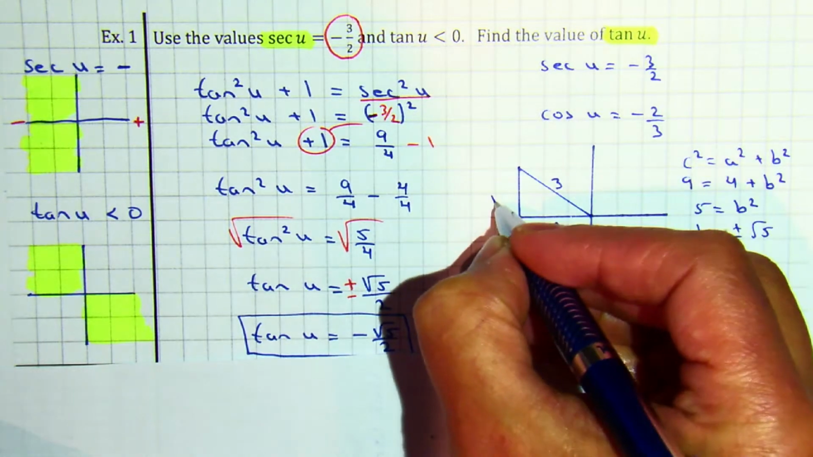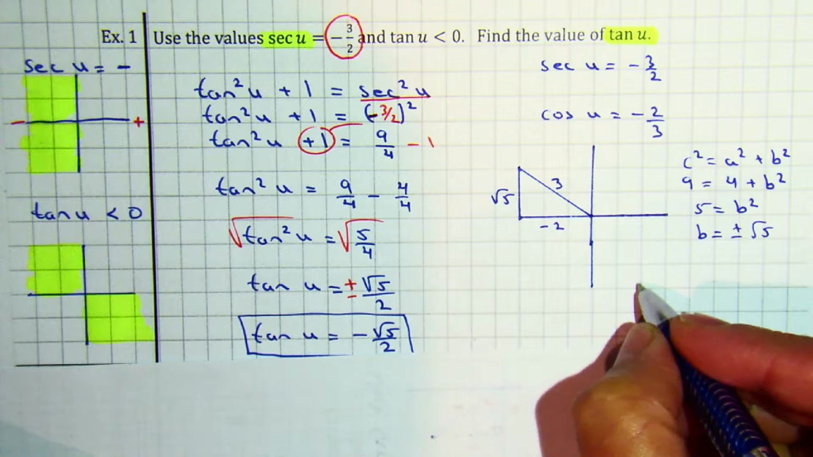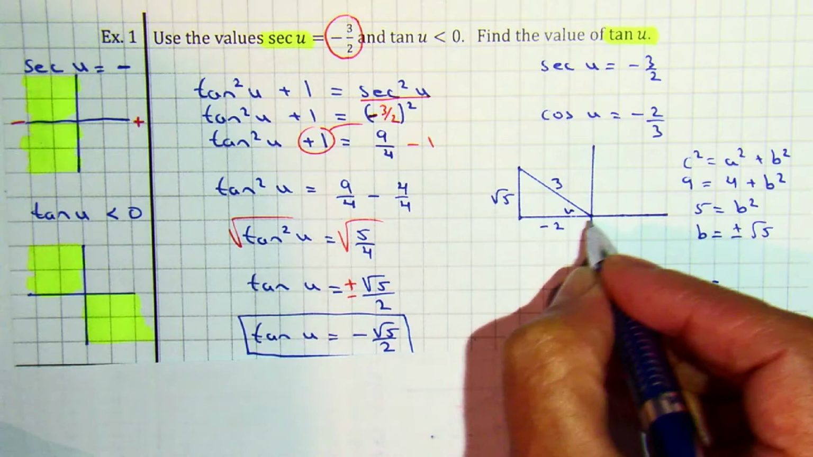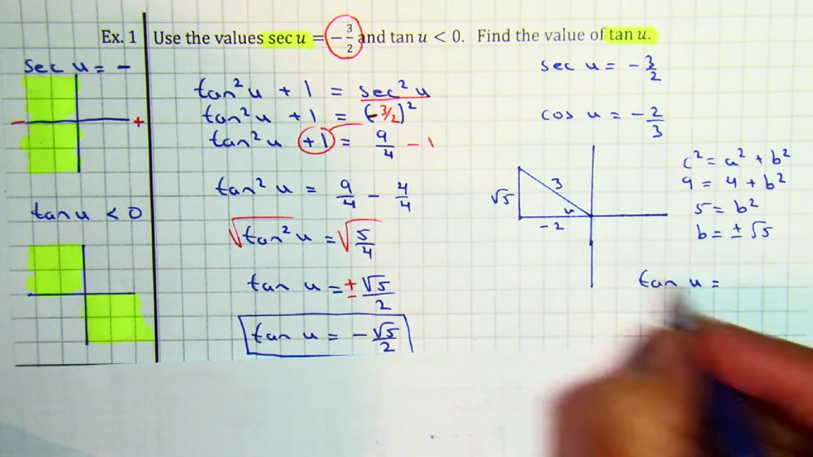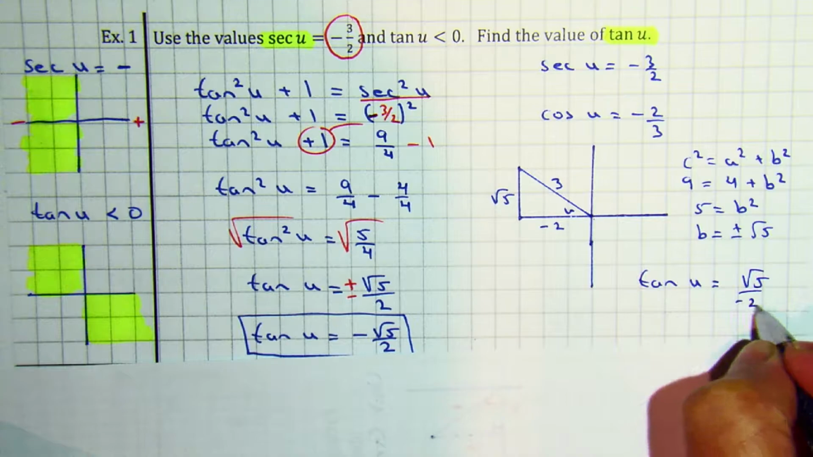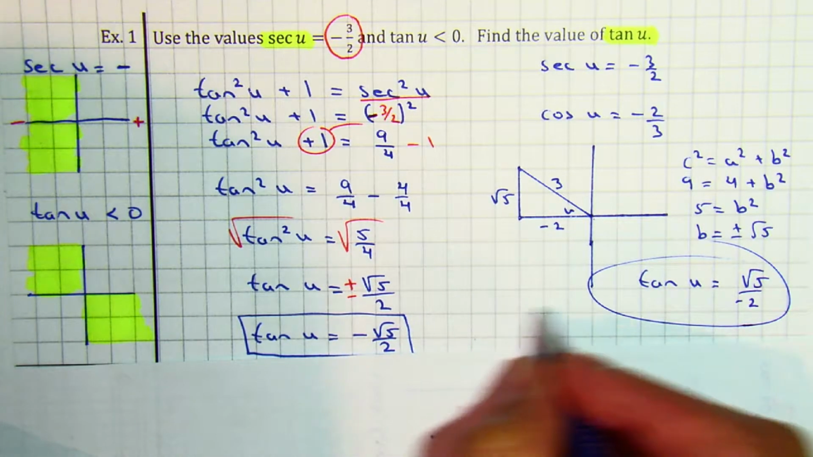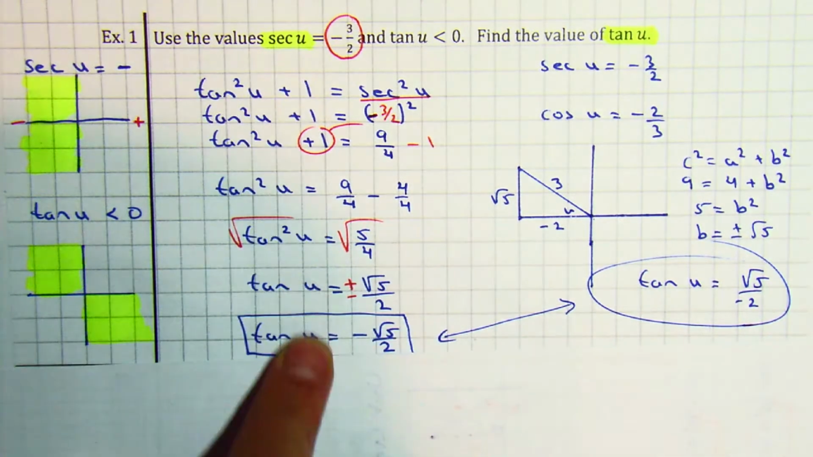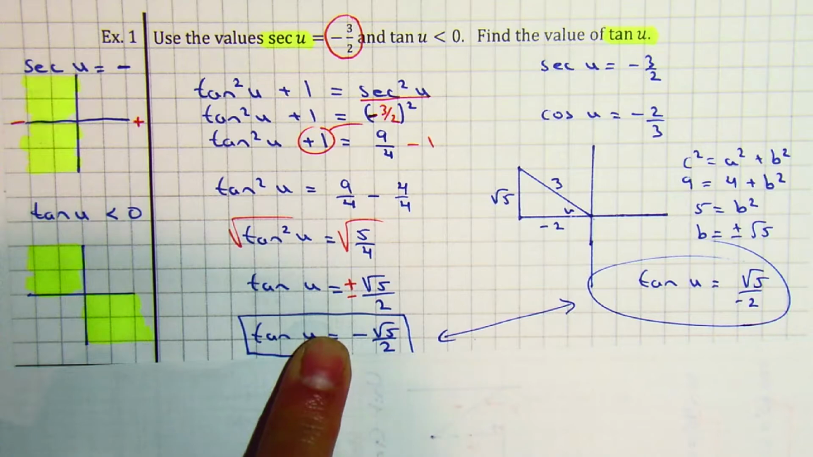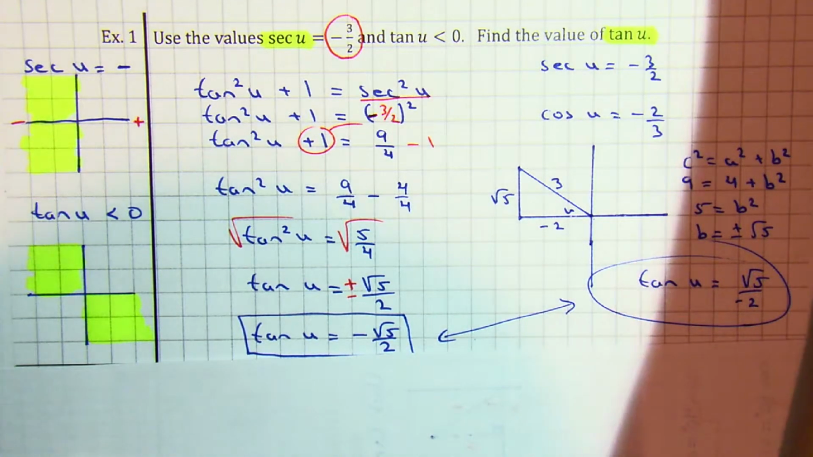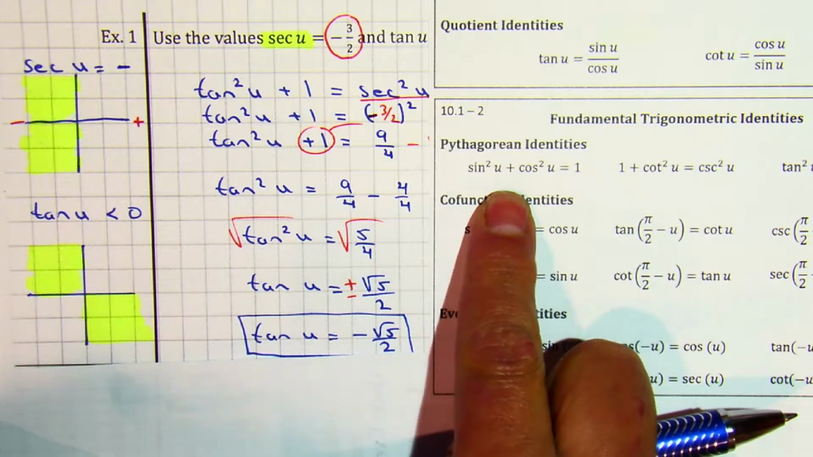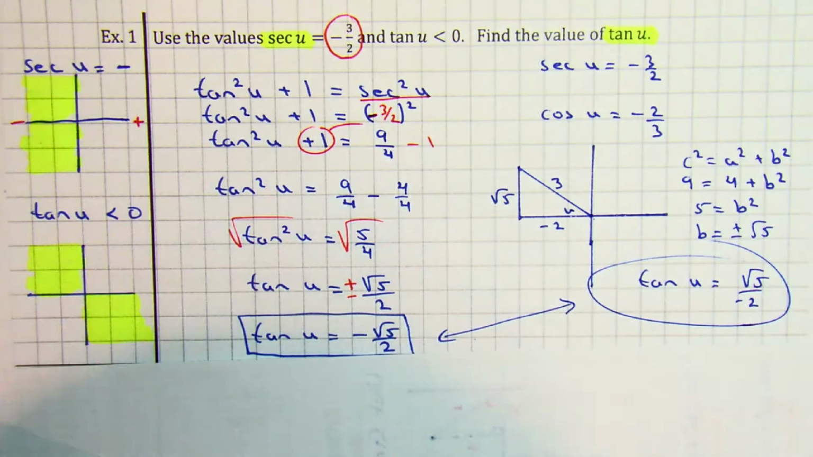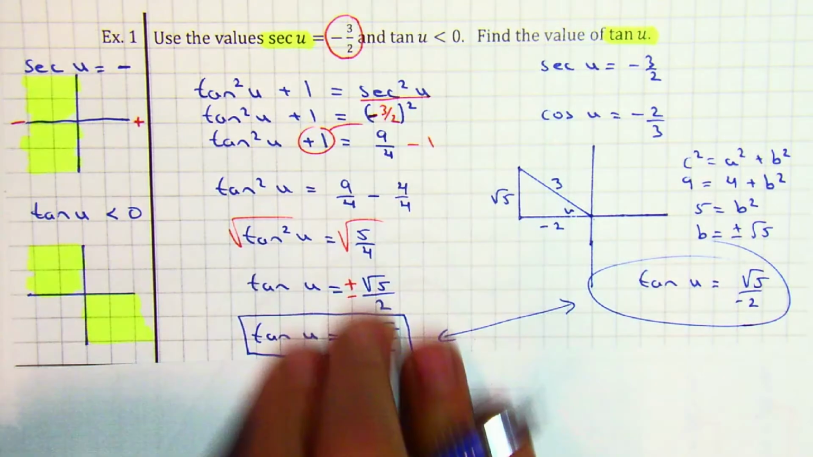It's going up, so it should be positive. And therefore, the tangent of u is the opposite over our adjacent: square root of 5 over negative 2. So either way, you end up with the same answer. Now, sometimes in your SBAC, they prefer for you to solve it this way. So you'll have to be able to remember at least your most basic Pythagorean identity, which is sine squared plus cosine squared equals 1. So we've done it before like this. This is the new process that we learned today.